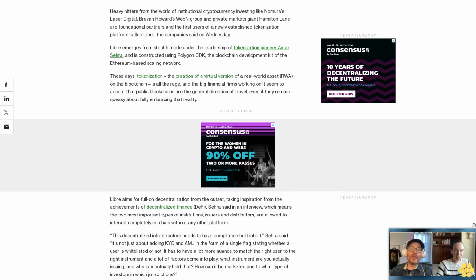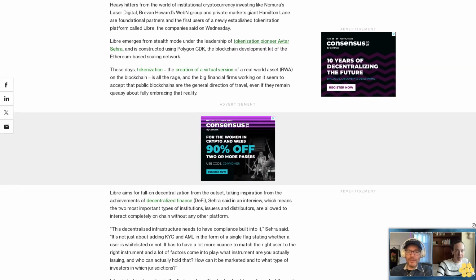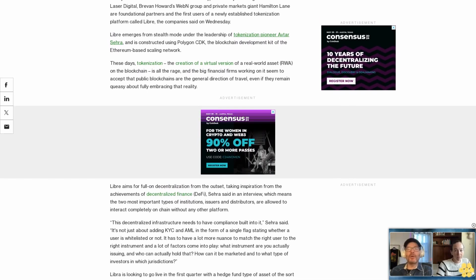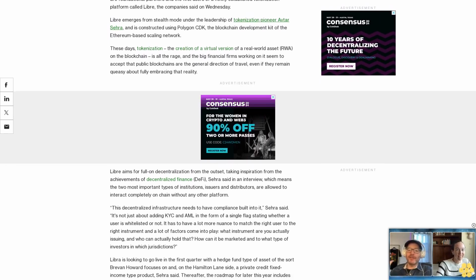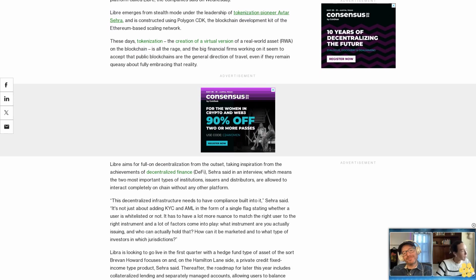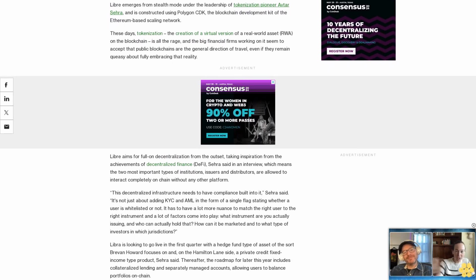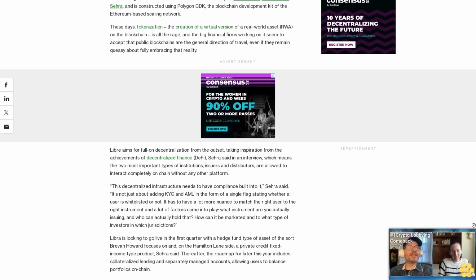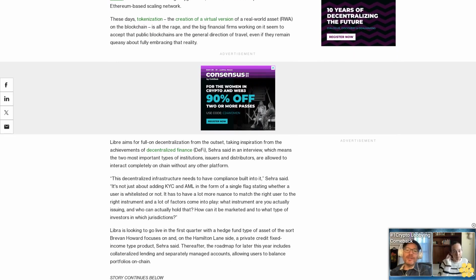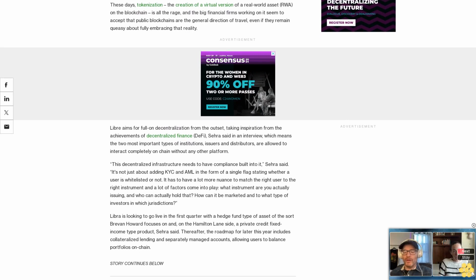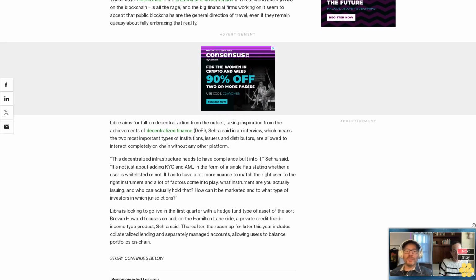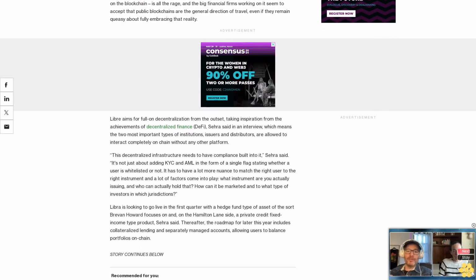Libre is looking to go live in the first quarter with a hedge fund type of asset of the sort Brevan Howard focuses on, and on the Hamilton Lane side, a private credit fixed income type product, Sehra said. Thereafter, the roadmap for later this year includes collateralized lending and separately managed accounts, allowing users to balance portfolios on chain. Over time, our goal is to take operational costs down to near zero from an average of around 100 basis points for an alternative asset, said Sehra.